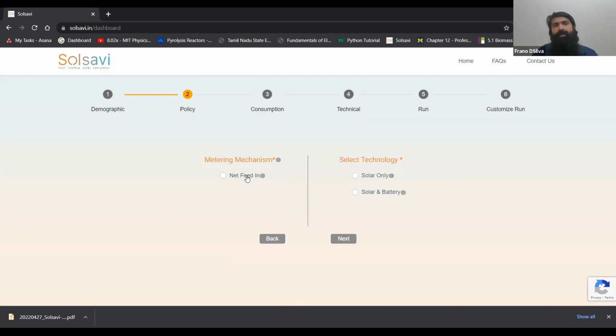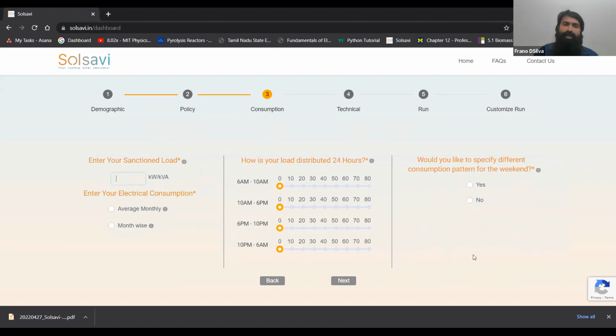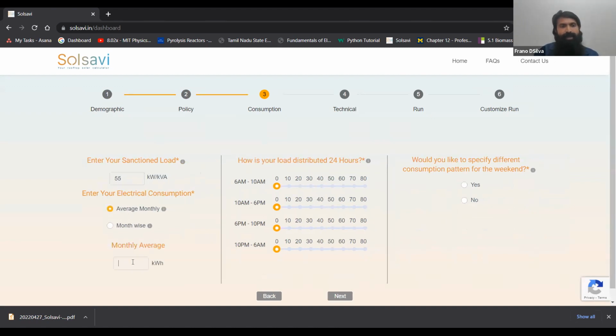For this, we have selected the net feed-in mechanism and a solar only technology case. So we select the solar only case and press next to simulate to further define the consumption pattern. The sanction load that has been mentioned for the demo scenario 2 was 55 kilowatt with a monthly average of 8,000 units.